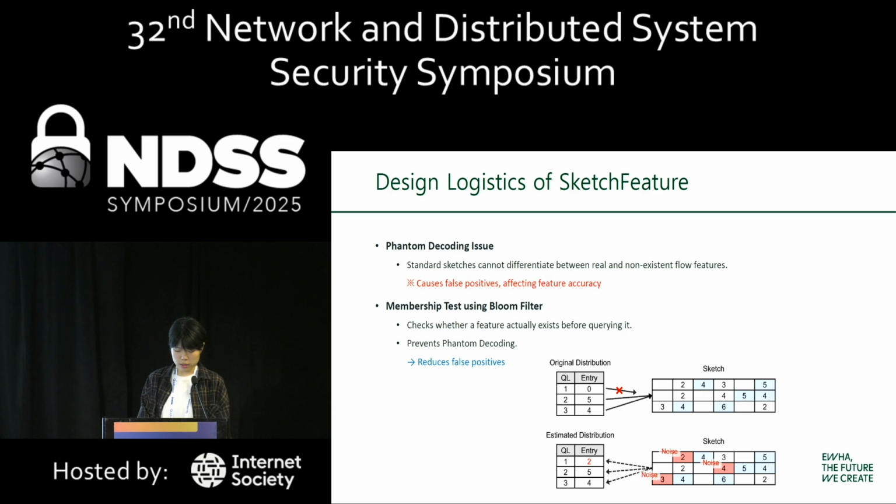The second key innovation in SketchFeature is the membership test, which resolves the phantom decoding issue. Phantom decoding occurs when a query retrieves a non-existent bin value due to sketch collisions. In other words, even if a bin was never actually encoded, the sketch might return a non-zero value, leading to false positives. As shown in the upper figure, QL1 has an entry of 0 and has never encoded a value to the sketch. However, when queried, it returns 2 due to hash collisions, as illustrated in the bottom part of the figure.